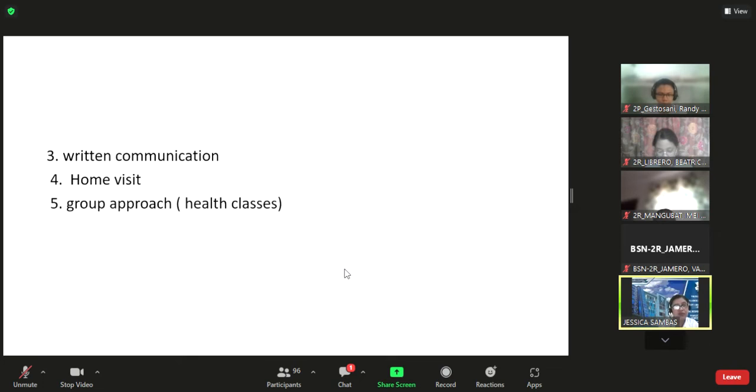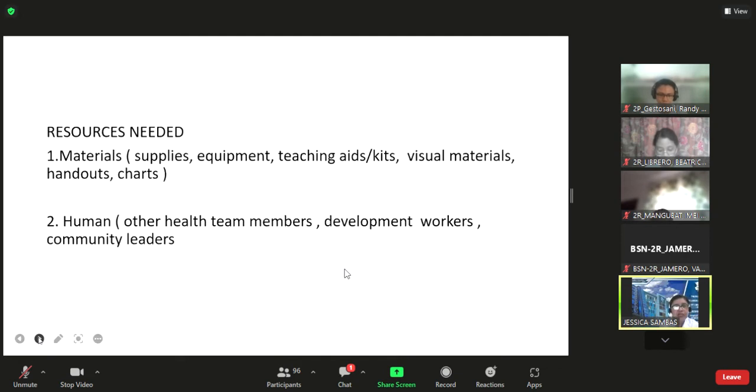That is our nurse-family contact with the group. Okay? We can use a telephone conference or a home visit. For the resources that you will be needing, you can specify the materials and supplies you will be needing for the implementation. If you need equipment, teaching aid kits, visual materials, handouts, charts, and so on.